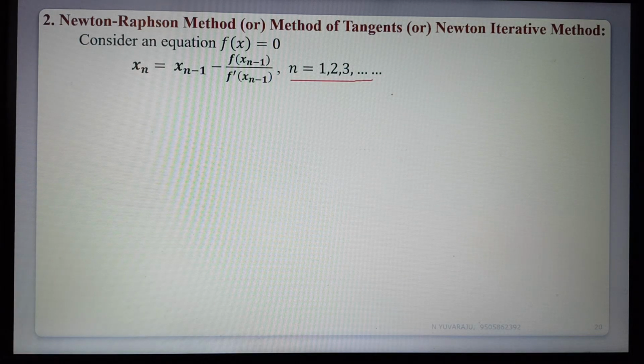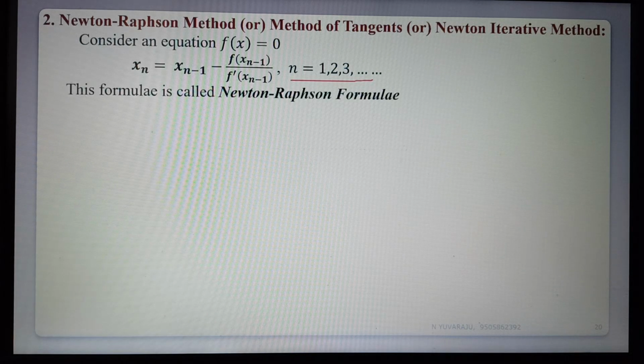We have to find more approximations, and the approximation which satisfies the given equation is the required root. Otherwise, if any two consecutive roots are equal, that is the required root. Using this formula is called the Newton-Raphson formula, which gives the approximation value.